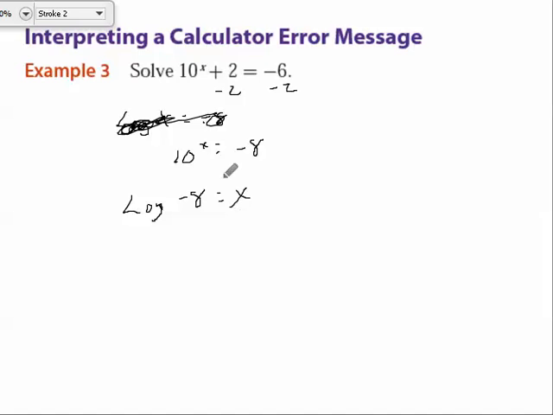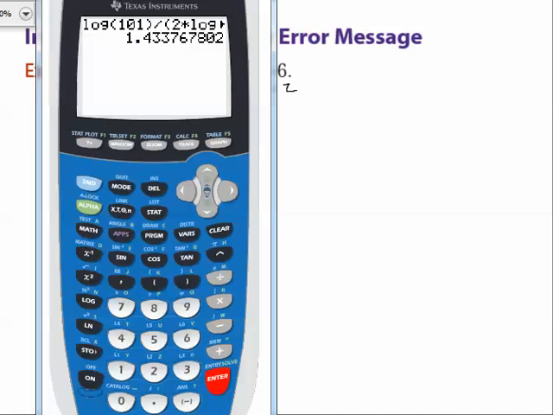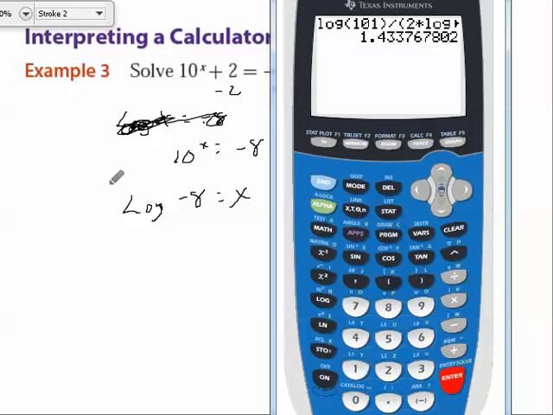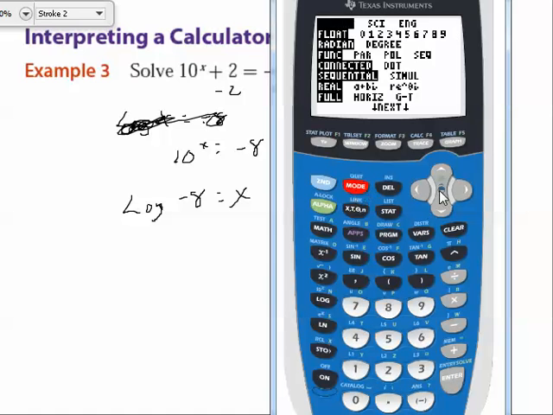Now the whole issue here is being able to interpret an error message when you see it on the calculator. What we've got there is an exact answer. But if I do this, log of negative 8, and I close my parenthesis and hit enter, it gives me an error message. I want you to notice, what does it say right here? It's a non-real answer. What do you do with a non-real answer? Well, one of the things you can do is tell your calculator you want to look at non-real answers.